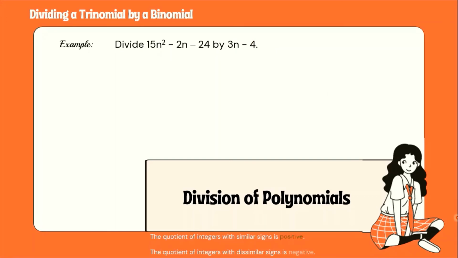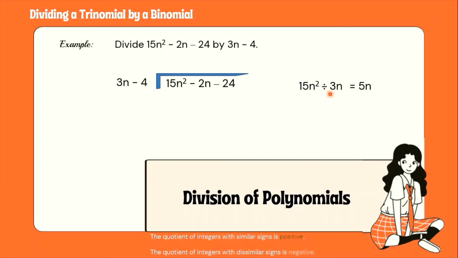Gagamit tayo ng long division method. Kaya itong ating trinomial ay ang ating magiging dividend na nasa loob ng division sign at ang binomial natin ay divisor na nasa labas. Para tayo ay makapag-divide, ang una natin gagawin ay we have to divide the first term of the trinomial, 15n squared, by the first term of the binomial. Kaya naman, 15n squared divided by 3n is equal to 5n.